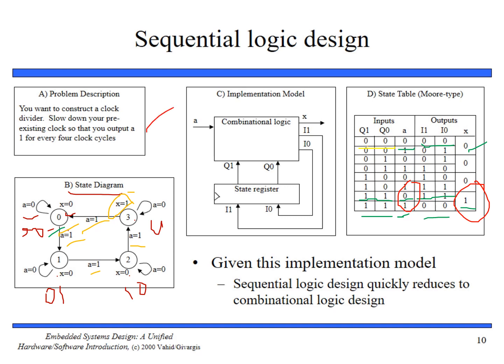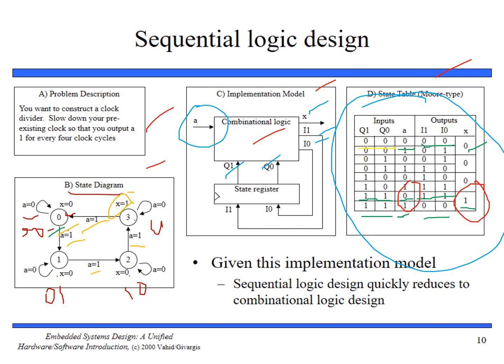So we have the problem description, we have the state diagram, we have the state table, and obviously we need to have the implementation model, but I have explained the state model before. So we have combinational logic. Why do we have combinational logic? Because of this. This is our combinational logic. You can see this is our input, this is output, this is output states, and these are input states.